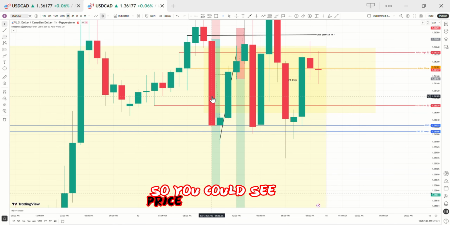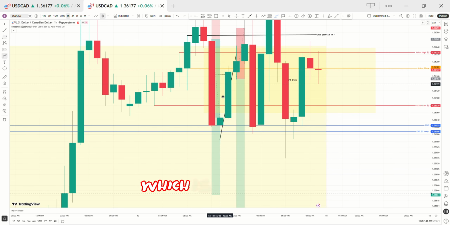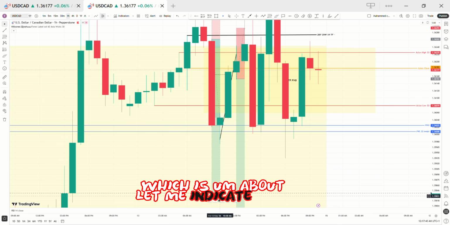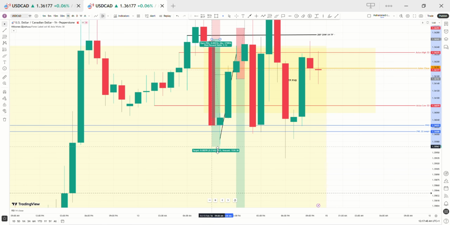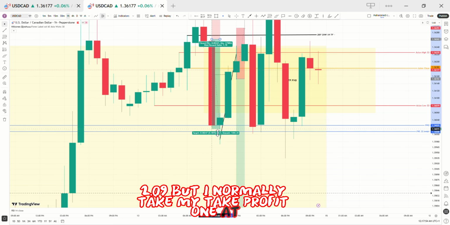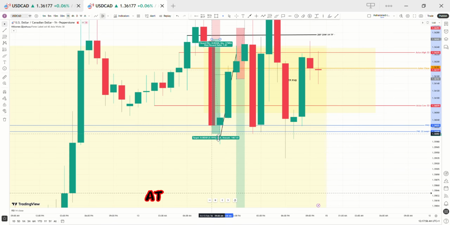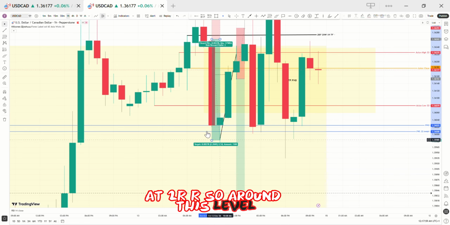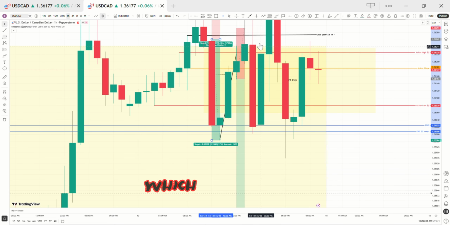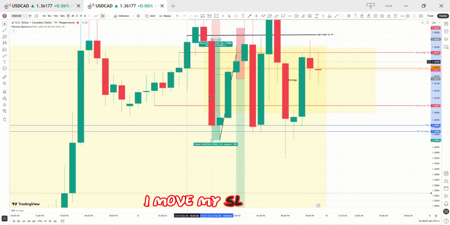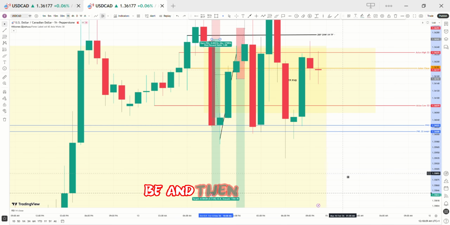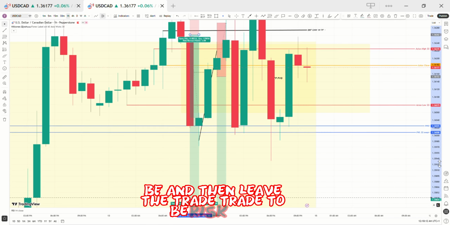So you could see price hit only TP1, which is about, let me indicate, it's about 2.09, but I normally take profit 1 at 2 RR, so around this level. Then price reversed to PE, which stopped me out, because I know as price hits my TP1, I move my SL to PE, and then leave the trade to be risk free.